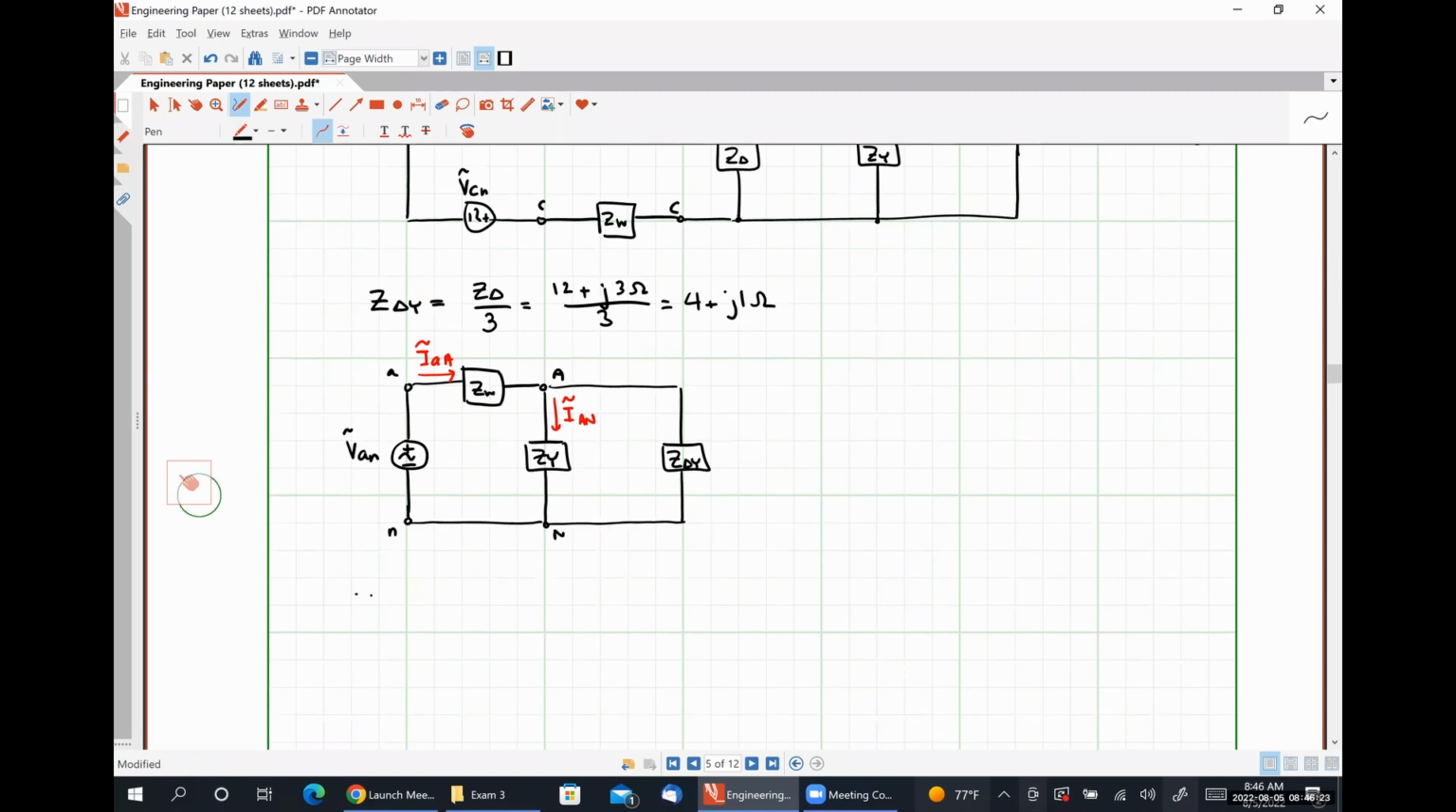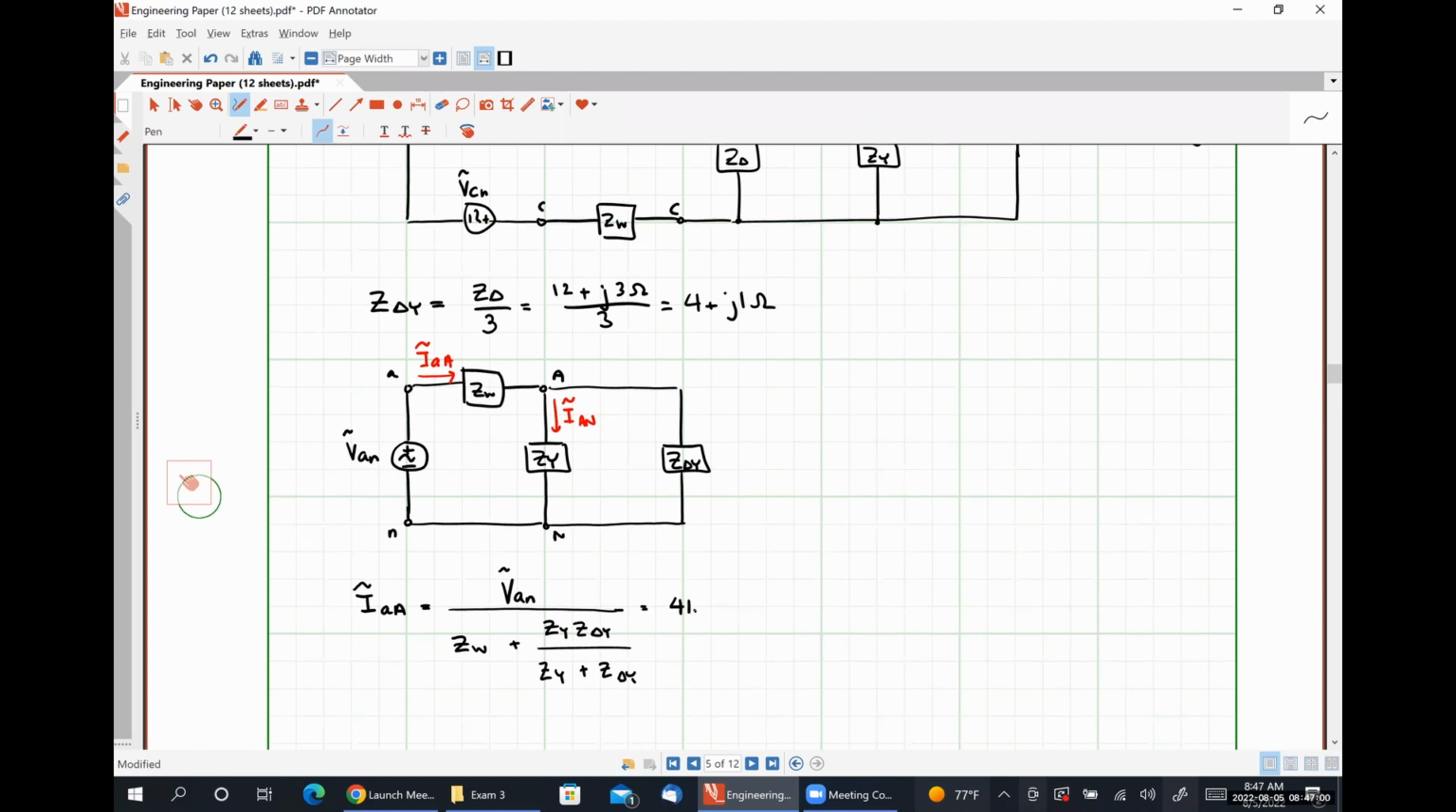So IAA is just going to be VAN over ZW plus ZY in parallel with Z delta Y, which looks like ZY times Z delta Y over ZY plus Z delta Y. If I substitute in my numbers, I'll get a line current of 41.875 angle 4.897 degrees amps RMS.